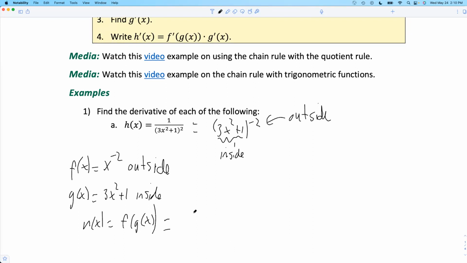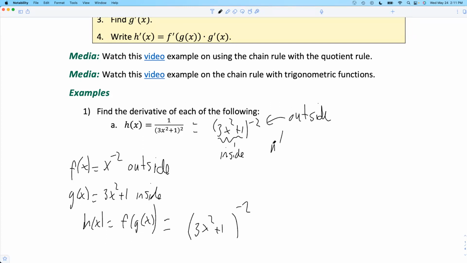So that would be junk to the negative 2. That's f. F is take your input and raise it to the negative 2 power. What are we raising to the negative 2? What's my input? 3x squared plus 1. So all I've done, I haven't done any derivatives yet. I've just rewritten h as a composition of functions.